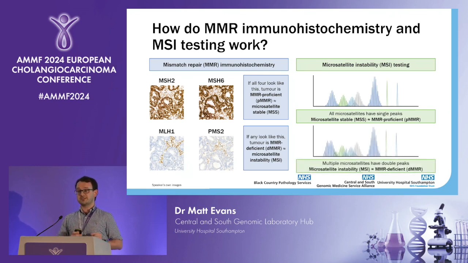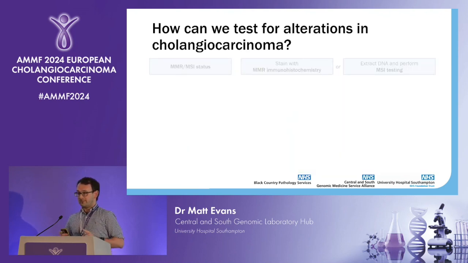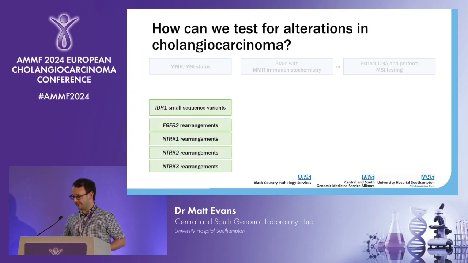But if the MMR system doesn't work normally, those microsatellites will start to vary in length, and you'll find that those graphs end up having these little double peaks. That's telling you that there's microsatellite instability. That means that the tissue is MMR deficient, and again, the patient may respond to immunotherapy. So really just two approaches to looking at the same thing. But obviously that's not the only thing we test for. There are lots of targets nowadays in cholangiocarcinoma, and of course we need to test for all of them.